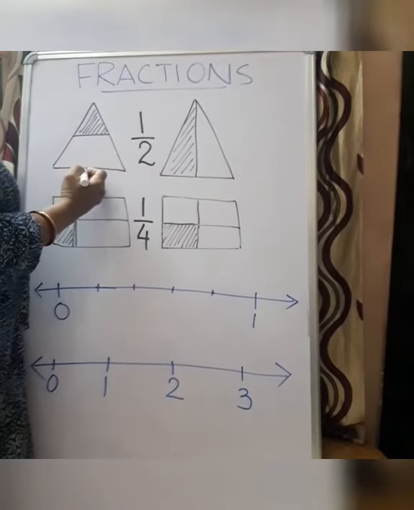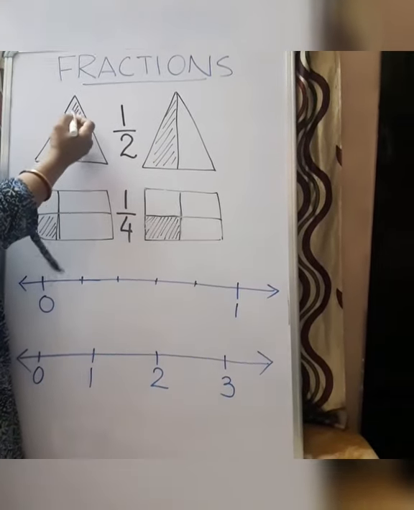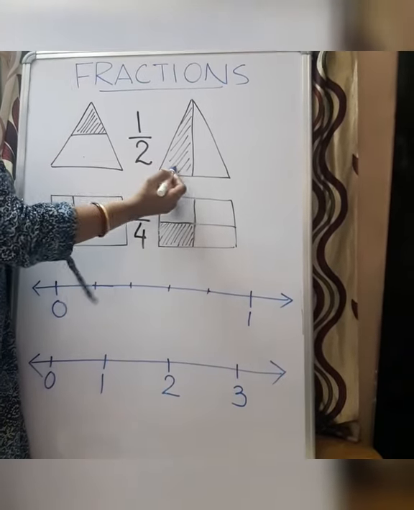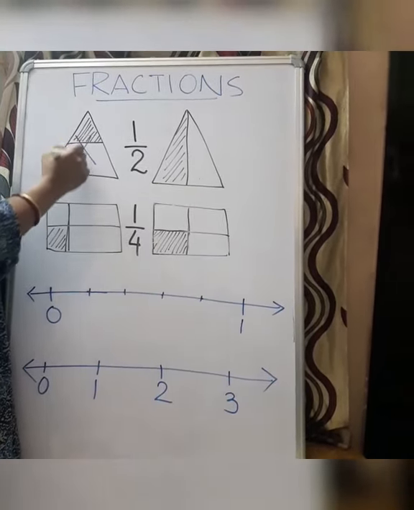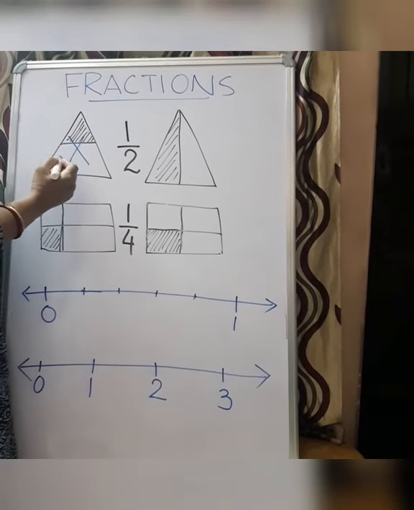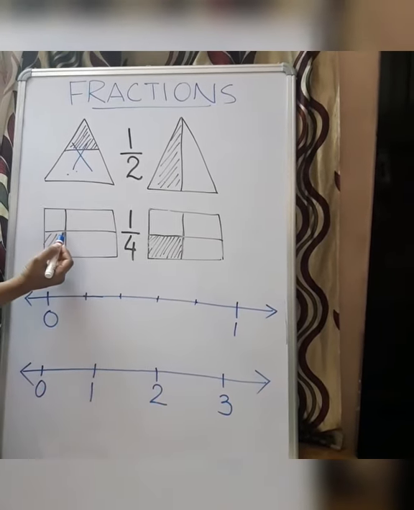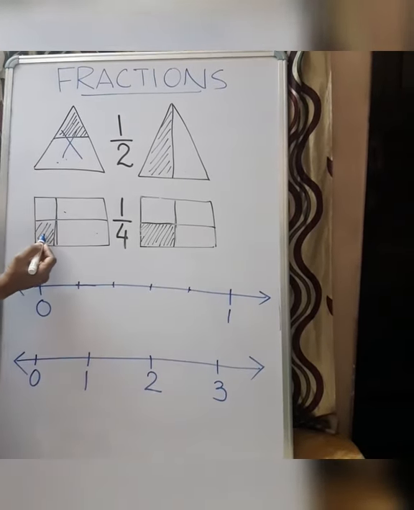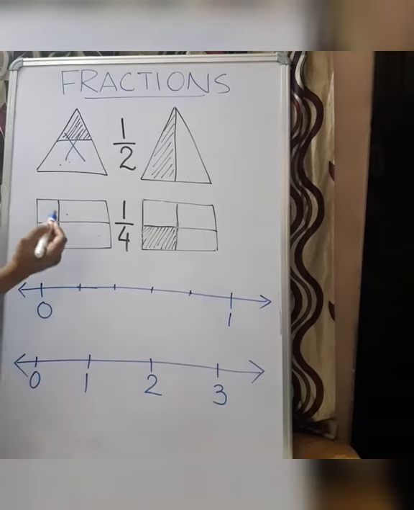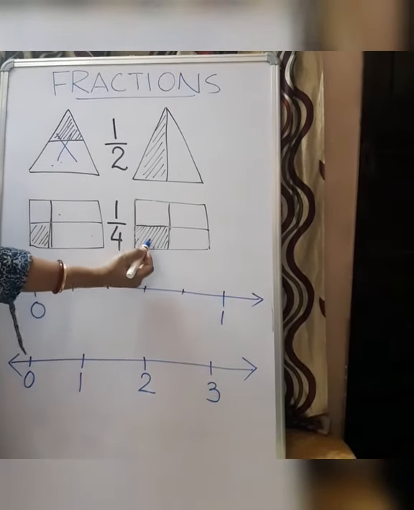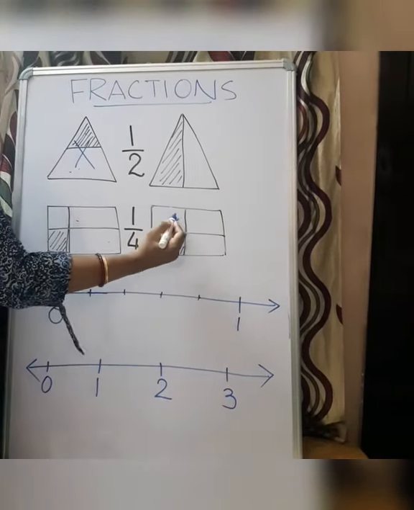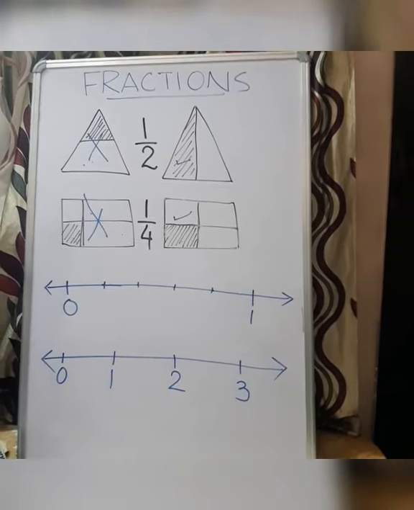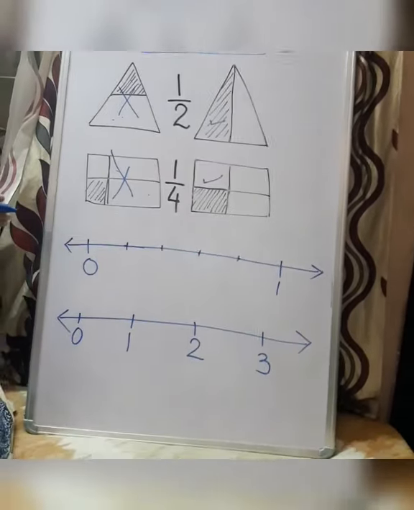When we say fraction, the parts have to be equal. So here also we have made two parts out of a triangle, but this is not half because this part is smaller and this part is bigger. Similarly here we cannot say this is 1/4 because these two parts are bigger and this is small. So when we say fraction, they have to be equal. So here it is 1/4 and half. This is wrong.